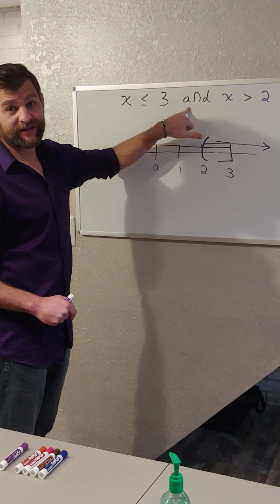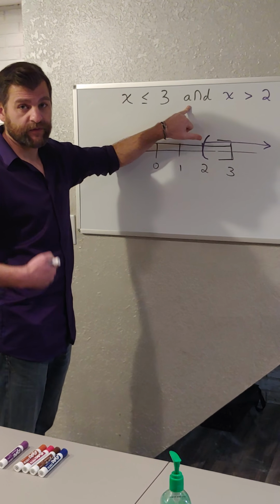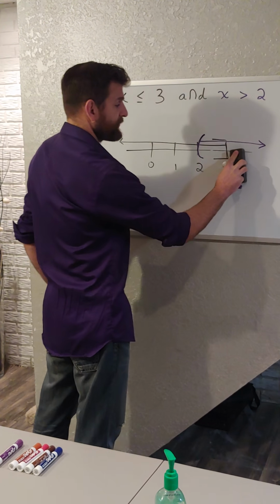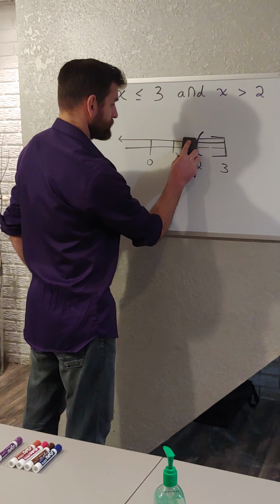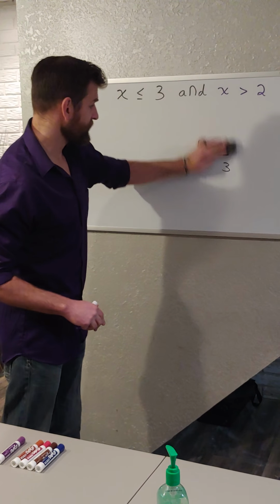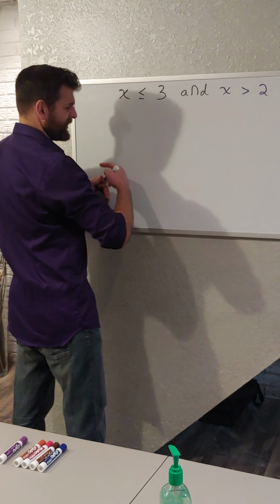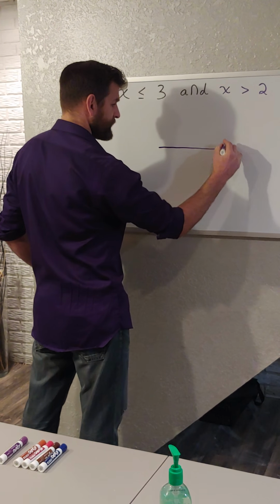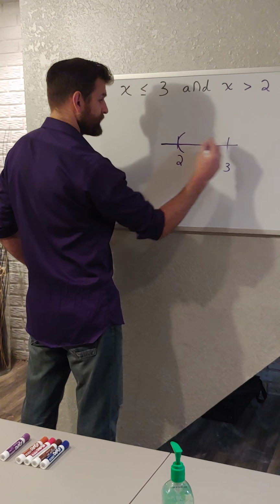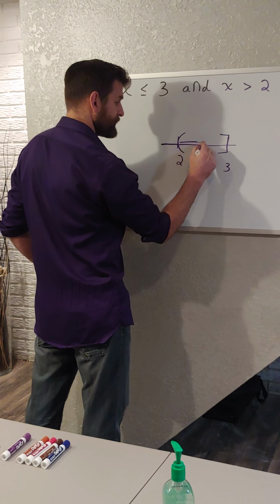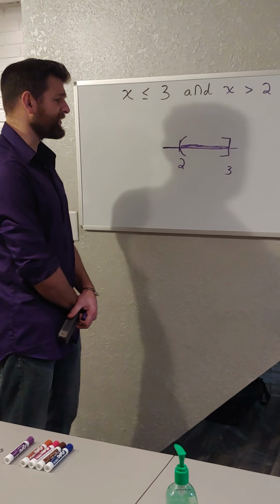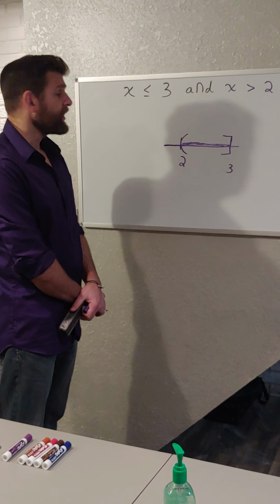Keep in mind what "and" means. "And" means intersection, which means what they have in common. So your final graph will just look like that right there. Let's make that a little bit neater though. Okay, so that's the answer to your final graph.